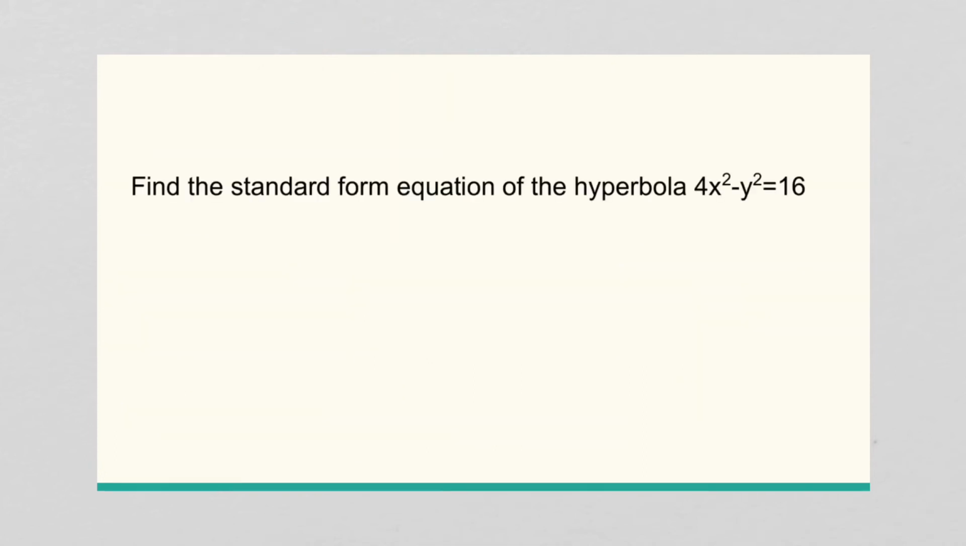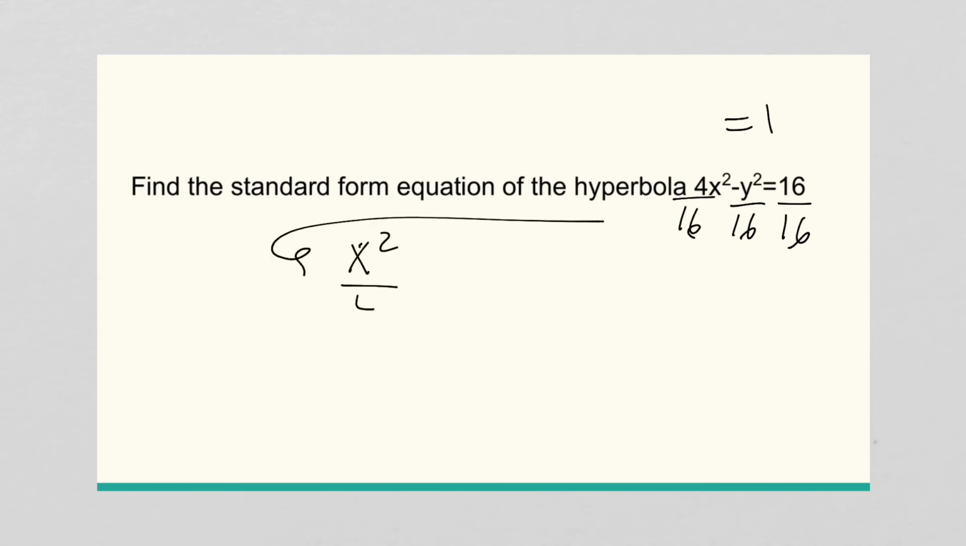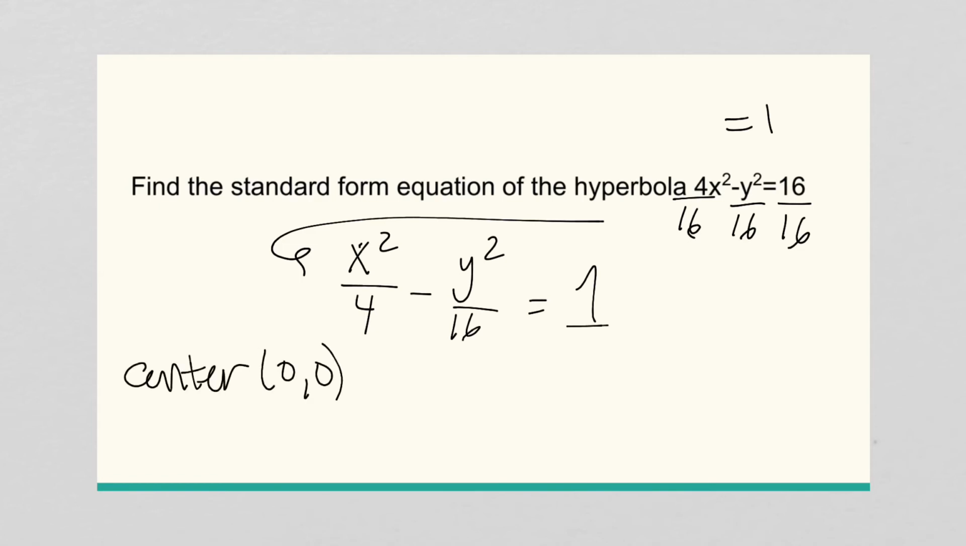Okay, find the standard form equation of this hyperbola. Well, this is pretty much a hyperbola, except it has to equal 1, right? So how am I going to make this equal 1? I'm going to take the 16 and divide the whole equation by 16. So when I do that, I get x squared over 4 minus y squared over 16 to equal 1. What is the center of this hyperbola? 0, 0. And then I could go ahead and graph things if I needed to find the vertices and the foci, but they're not asking us to do that.